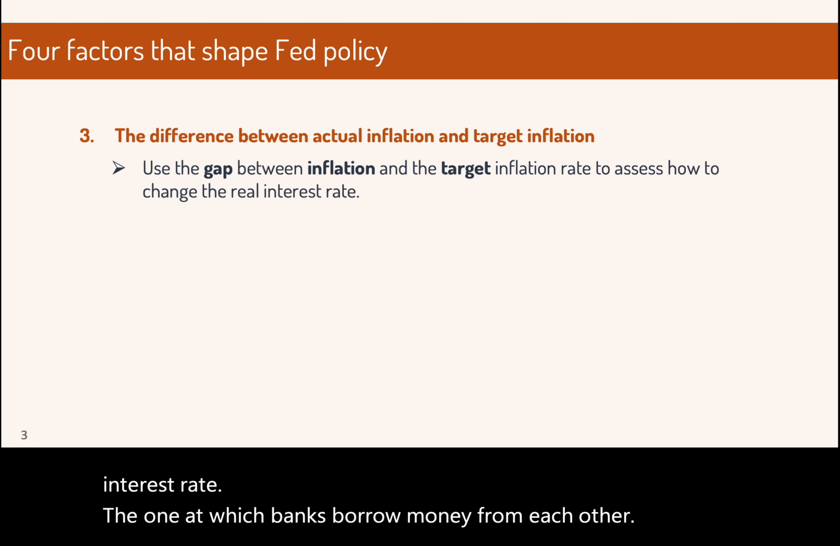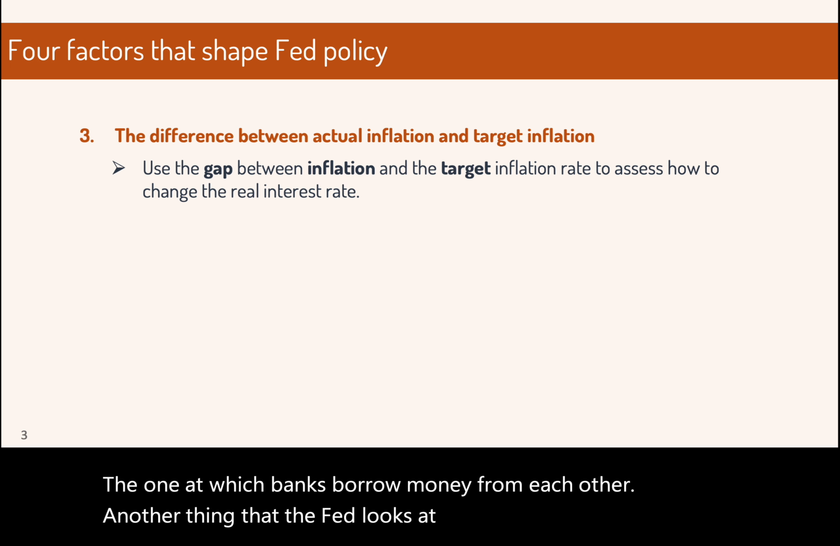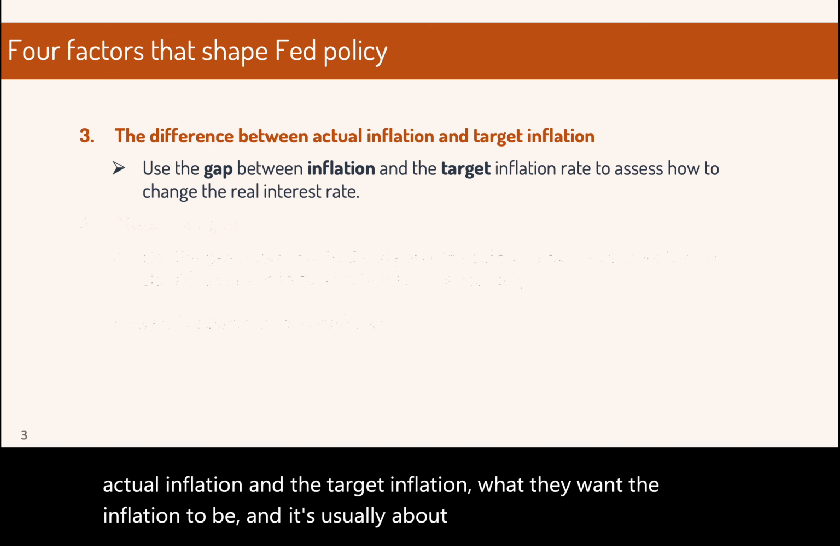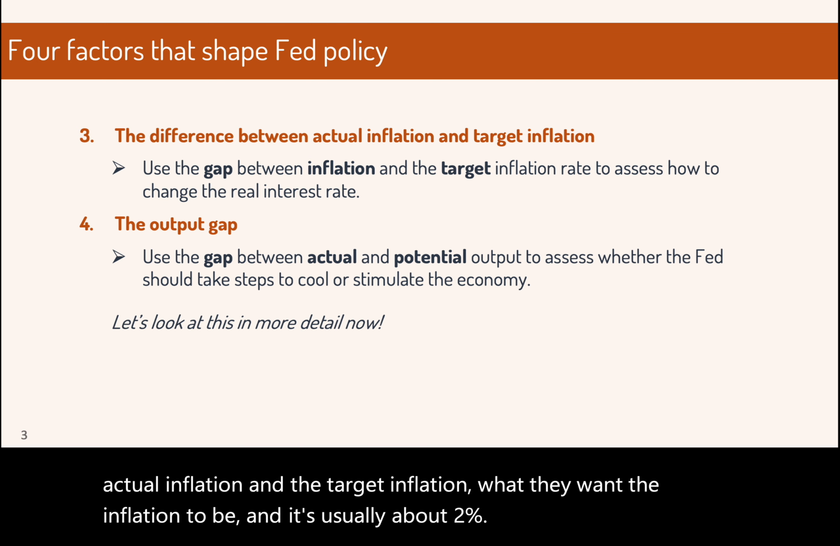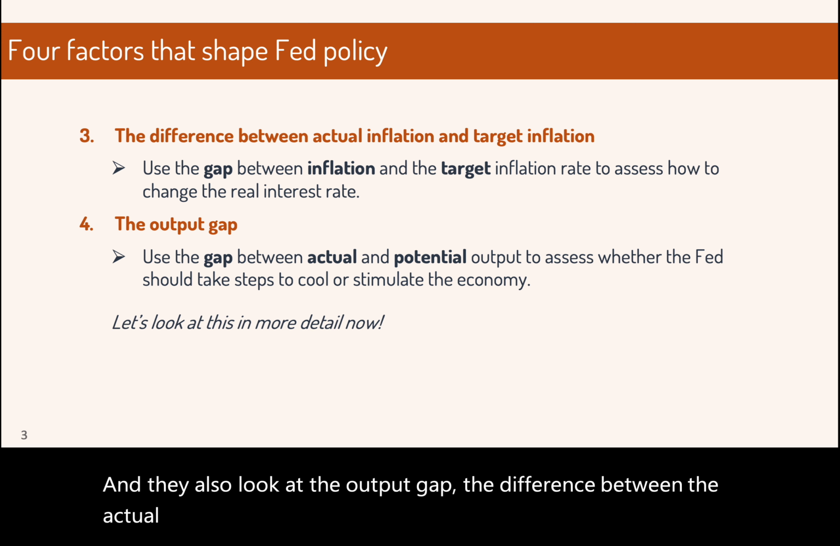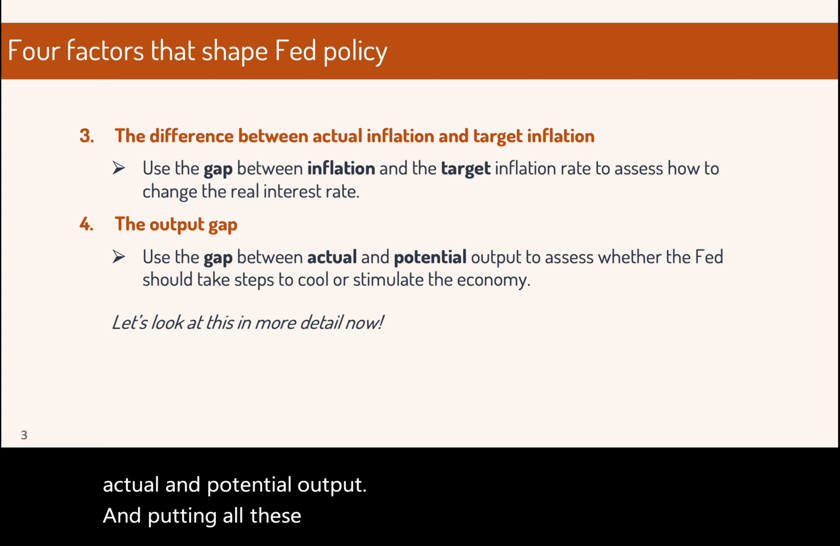Another thing that the Fed looks at is the difference between the actual inflation and the target inflation, what they want the inflation to be, and it's usually about 2%. And they also look at the output gap, the difference between the actual and potential output. Putting all these things together gives them a target that guides their policies.